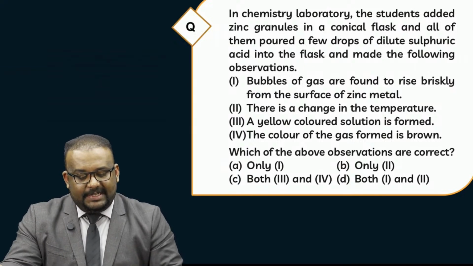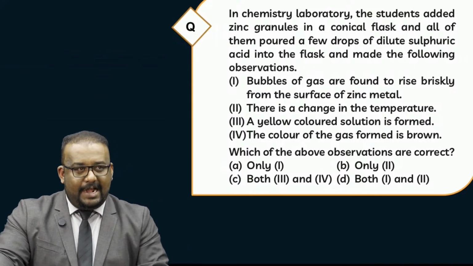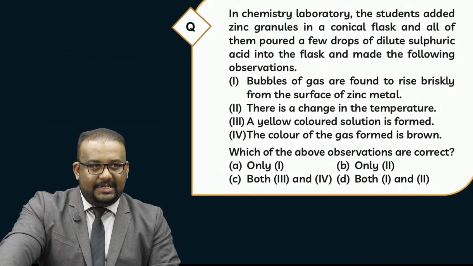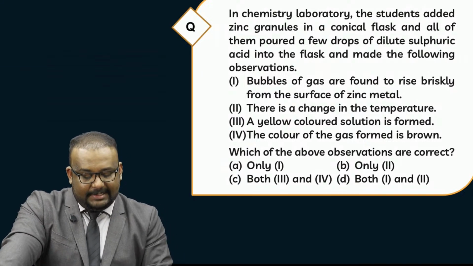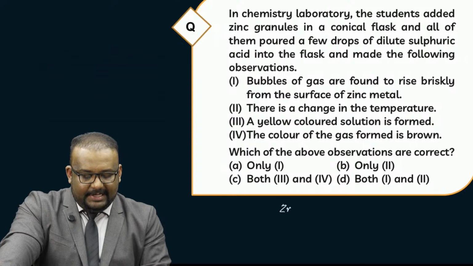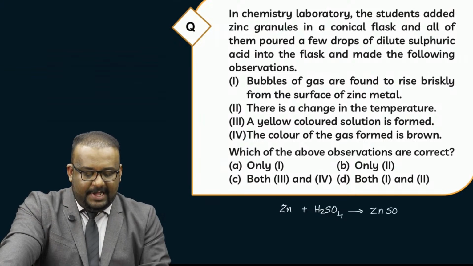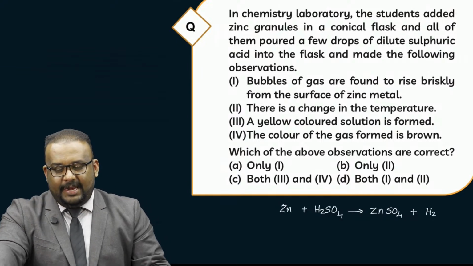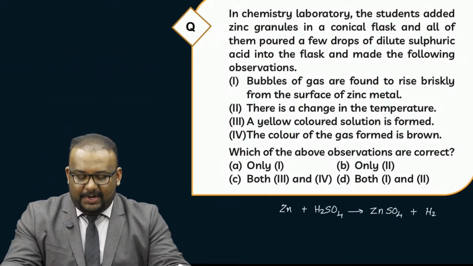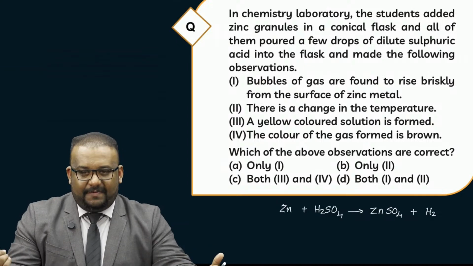For example, in this question, they said the student is adding zinc granules and sulfuric acid. So you know that zinc is a metal and sulfuric acid being an acid is going to have a reaction where a displacement reaction takes place and you get zinc sulfate plus hydrogen, correct? So this is the reaction that is going to happen. Now we will read the rest of the question.